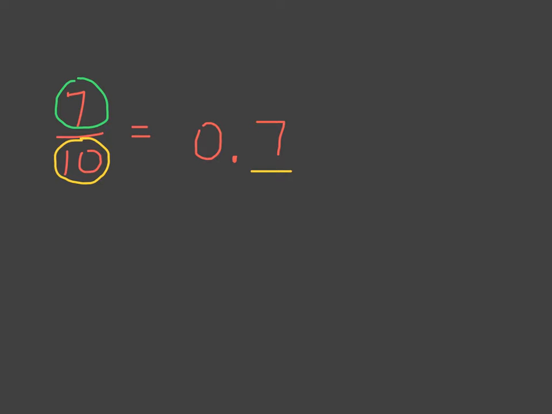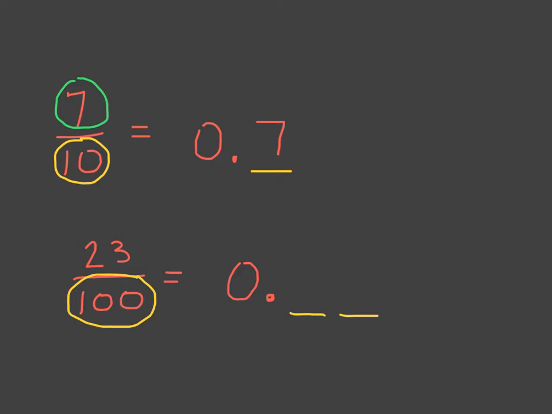Let's look at a second example. Let's express 23 hundredths as a decimal. We begin by drawing our decimal. Since 23 hundredths is a fraction and not a mixed number, we're going to place a 0 to the left of the decimal. Let's look at our denominator, 100. Since there are two zeros in 100, there are going to be two places to the right of the decimal. They represent the tenths place and the hundredths place.